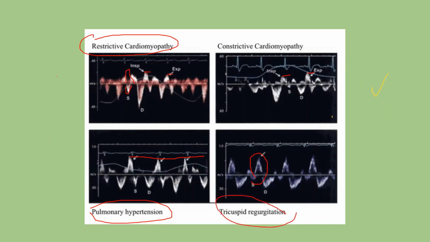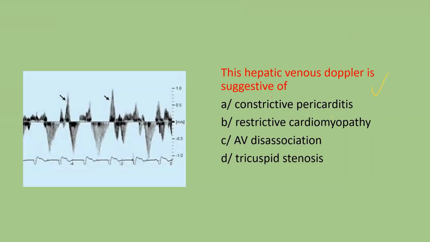That is tricuspid regurgitation. But the most important two are this one and this one as far as this lecture is concerned. In restrictive cardiomyopathy, you have an increased diastolic flow reversal during inspiration, and in constriction, you have increased diastolic flow reversal during expiration. Now, this hepatic venous Doppler is suggestive of constrictive pericarditis, restrictive cardiomyopathy, AVD association, tricuspid stenosis.